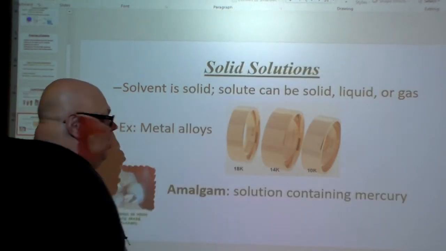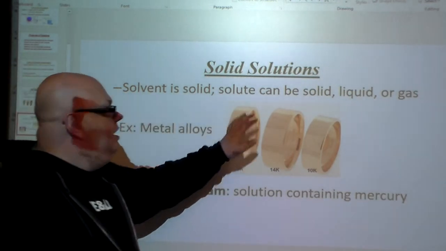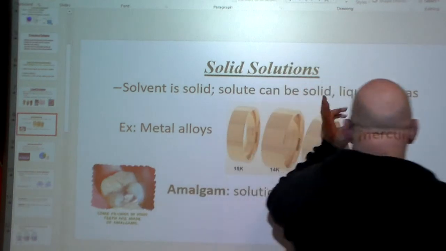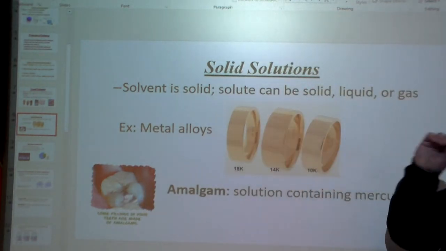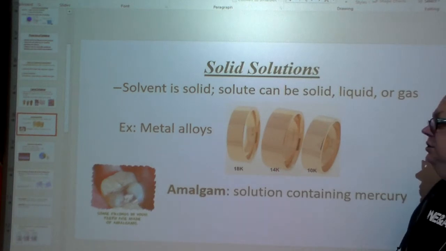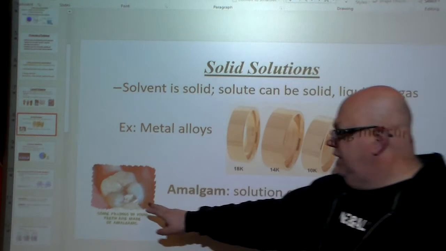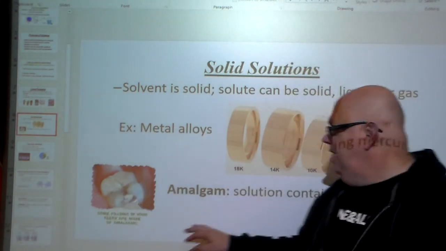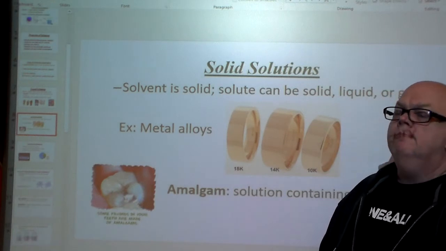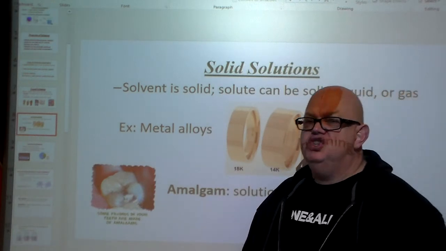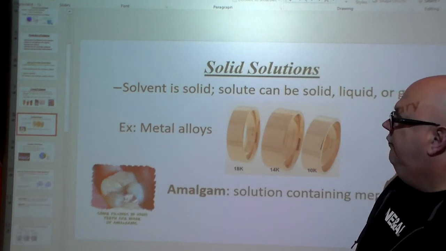So solids, think like my ring. The solvent is a solid. The solute could be a solid, a liquid, or a gas. And metal alloys are great examples of solid solutions. An amalgam, think about the teeth filling. It is a solution that contains a little bit of mercury in there. Now, in recent years, they've stopped doing that. They're using other alternatives for it.